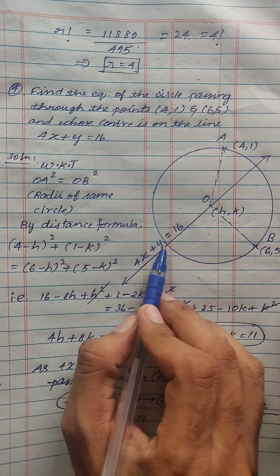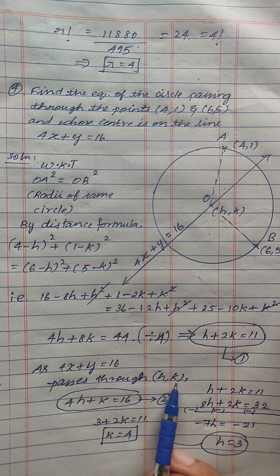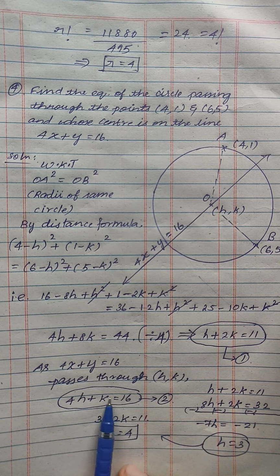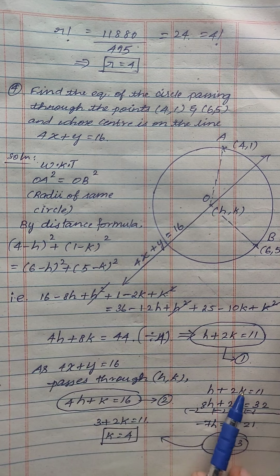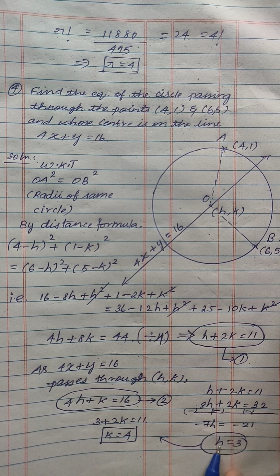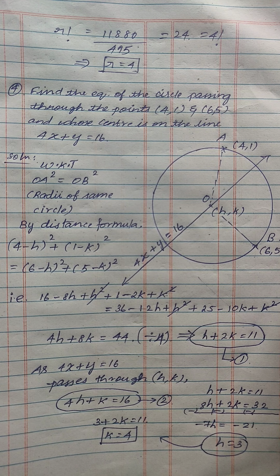Can you see the question? So in the place of x I can substitute h, and in the place of y I can substitute k. That is what I have done here. As it is passing through h comma k, it will satisfy the equation. So now we have got two equations. I am performing elimination method and getting the answer of h as 3. Okay, can you understand? And I am getting the value of k as 4. So now we have got the center.